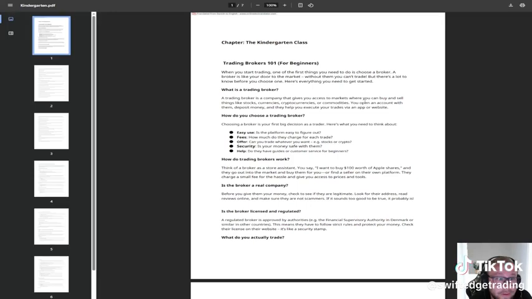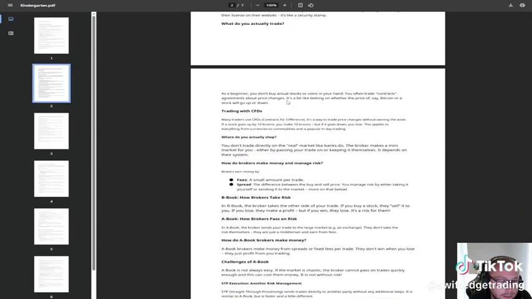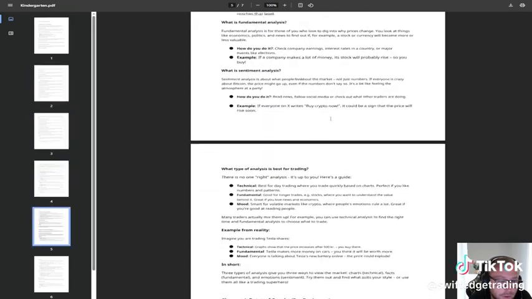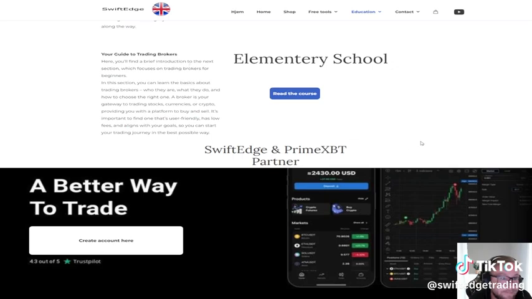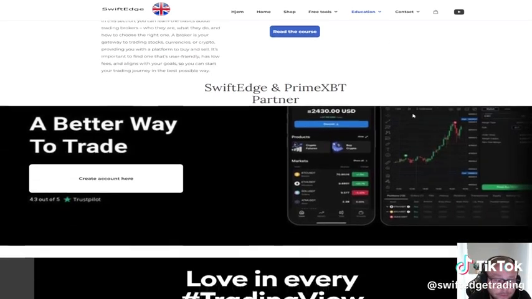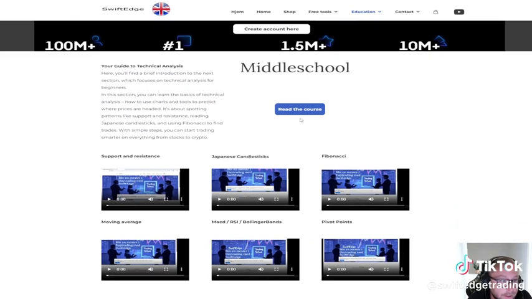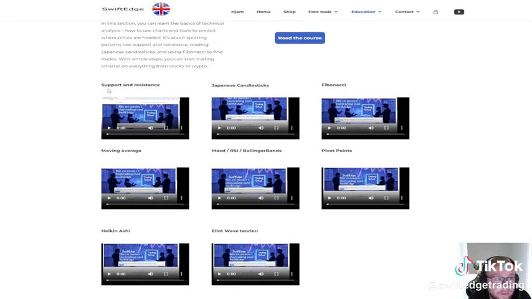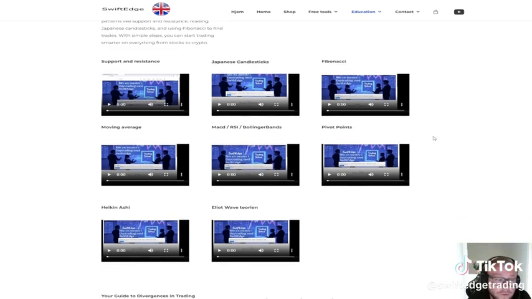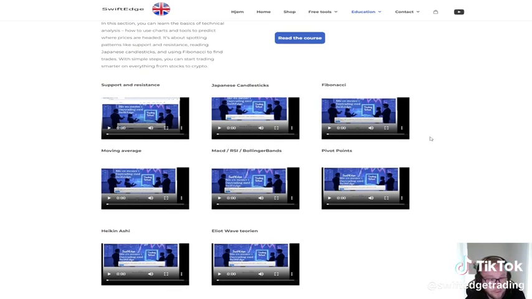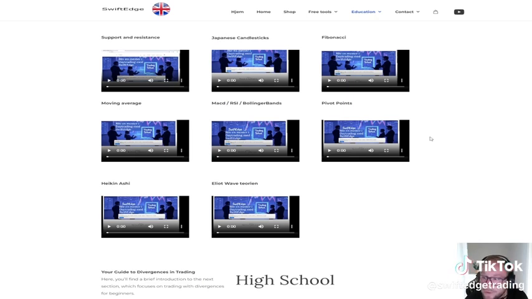We can try opening up everything here. In kindergarten and elementary school, there are no videos because it doesn't make sense to make them. In the first couple, there is a little bit of reading, but if you wanna succeed, you need to work for it. Then we go to middle school, where we have a complete breakdown of support and resistance, how a Japanese candlestick works, Fibonacci, and so on. I'm trying to give you the knowledge to create your own personal strategy.